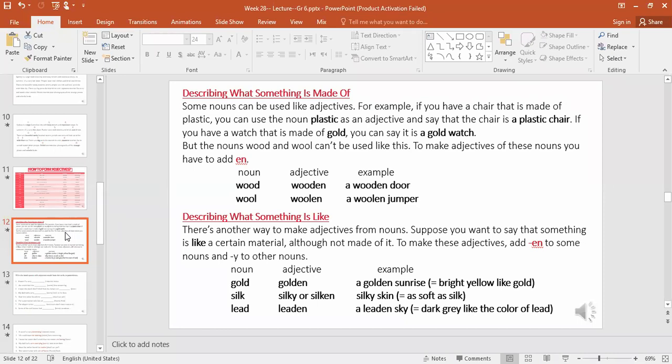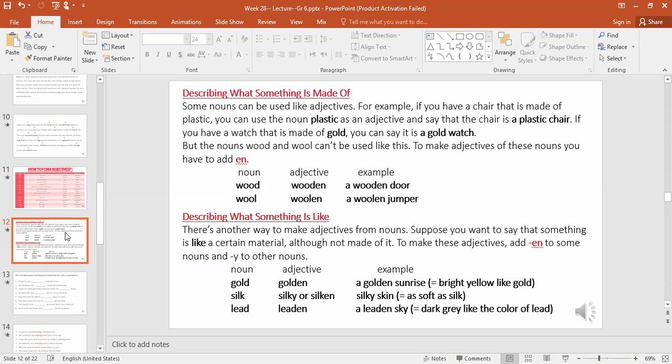Now, some nouns can be used like adjectives. Remember when we talked about the adjectives of substance, we said a cotton t-shirt, a plastic bag, a glass door, and so on. We said that these adjectives are originally nouns, but we are using them as adjectives. So some nouns can be used like adjectives. For example, if you have a chair that is made of plastic, then you can say a plastic chair. You can use the noun plastic as an adjective and say that the chair is a plastic chair.